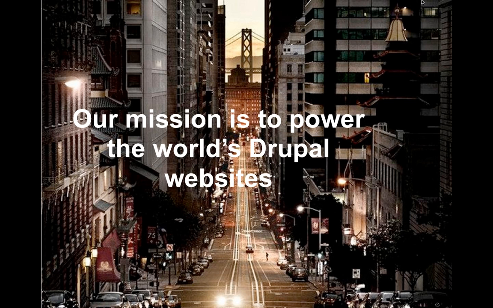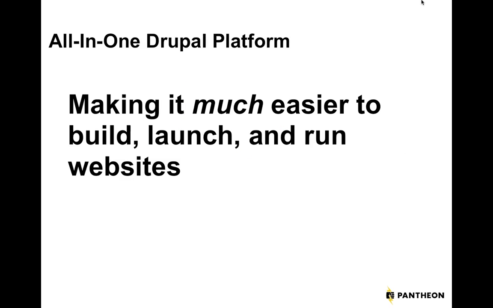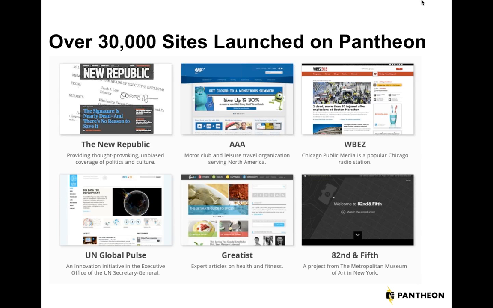So here's a beautiful picture of San Francisco right outside our office. Here's how we look at the world in terms of the things we take care of and what the traditional, old school web 1.0 world of hosting does. We're making it easier by building the world's largest single Drupal infrastructure that serves billions of requests a month. It's working for a lot of people, large and small, and we think that's very exciting.